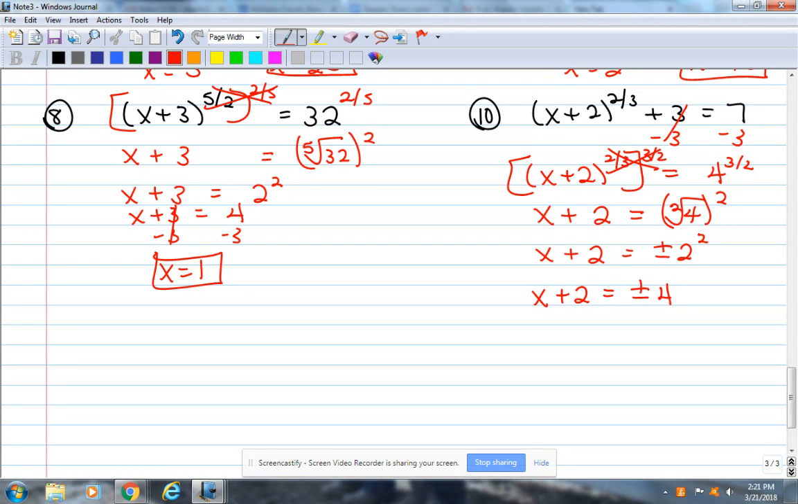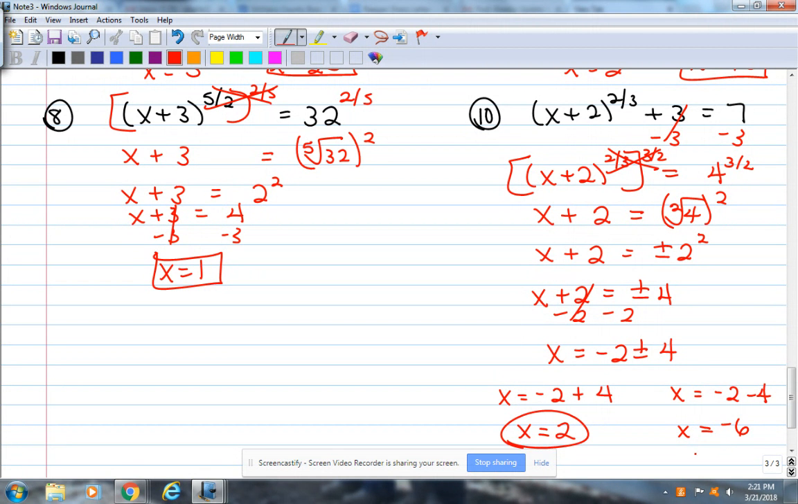All right, now what? Yeah. I like to stick mine on the front. So that's x equals -2 plus and minus 4. So then I break it into 2 problems. X equals -2 plus 4, and x equals -2 minus 4. Do y'all understand that about the plus and minus? Okay. So what is -2 plus 4? 2. And what is -2 minus 4? -6. Did anybody get 2 and -6?